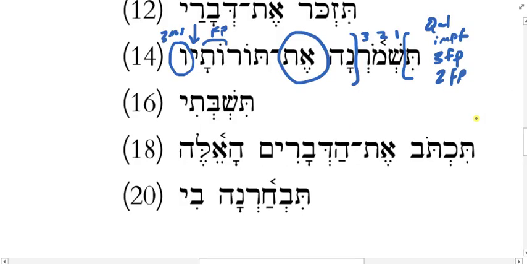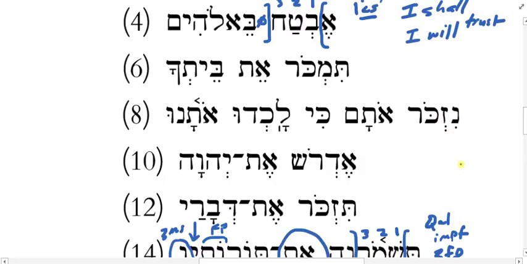Okay, so number 18, we have tichtov. Do you see an identifiable set of 3 root letters here? This is where knowing your vocab really helps. Are these my 3 root letters? Takat? No, that's not an identifiable set of root letters, is it?